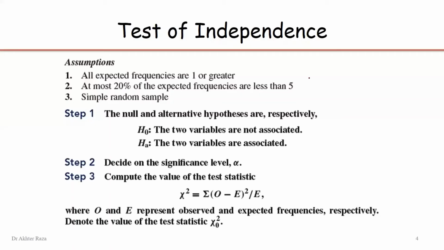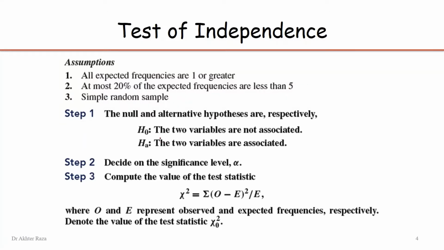Before implementing the complete case in SPSS, the assumptions of the chi-square test of independence must be checked. All expected frequencies are 1 or larger than 1. At most, 20% of the expected frequencies may be less than 5. Simple random sample. If more than 20% of the expected frequencies are less than 5, then we have to merge either rows or columns so that the assumptions are satisfied.